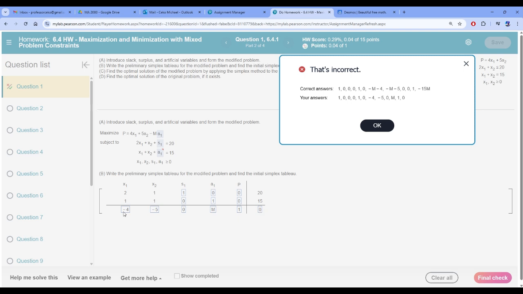Negative 4 minus m, negative m minus 4, negative 5 minus m, 0, 0, 1, negative 15. How do they get negative 15m from there? How is that negative 15m? I don't know where that came from. I don't know where they got the negative 15m from.